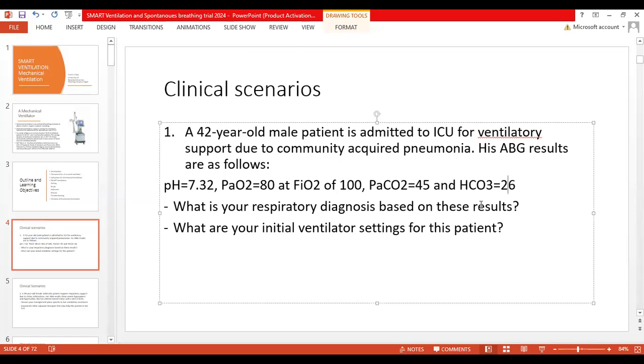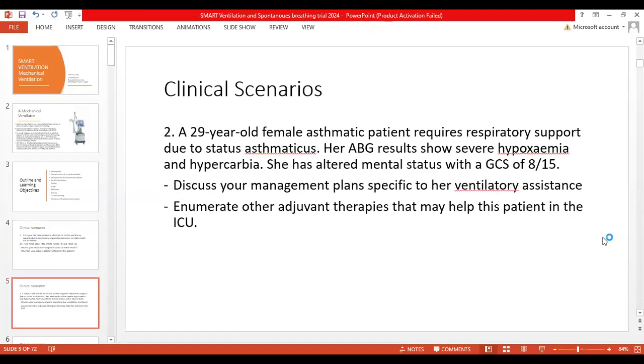So the idea here is you want to improve oxygenation, all right? And as we go on, we're going to be looking at how to do that with your ventilator. Okay, let's look at the second one.